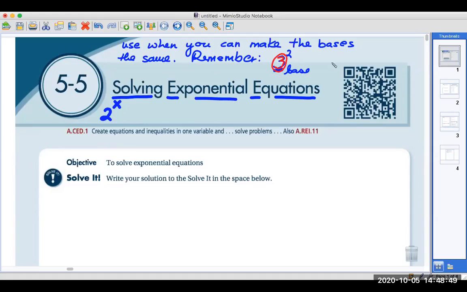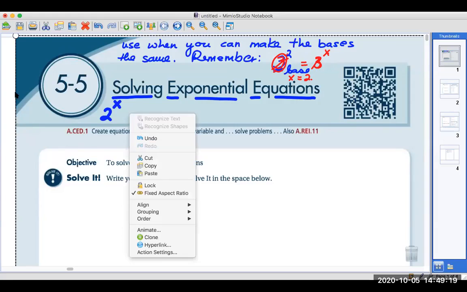If this is the same on both sides of the equal sign, then you can use the method of dropping out the bases that are the same and making the exponents equal to each other. If the bases are the same, you can drop them out and the exponents must be equal to each other. In this case, it would mean x is 2. So this is the gist, the overview of what we're going to do to solve these equations.